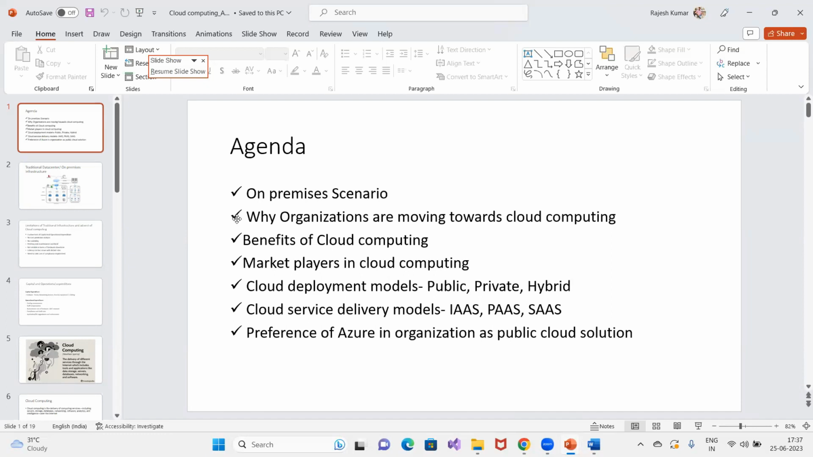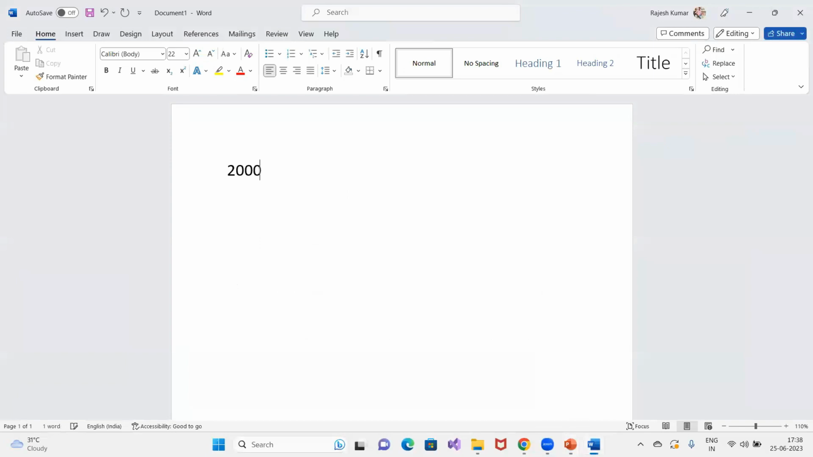Just think about a scenario. Just forget about cloud. Skip from your mind that there is any cloud kind of word. Suppose there is no cloud. It's 20 years ago. We are talking about the era of 2000. Now suppose we are working in a company. It's the year 2000.